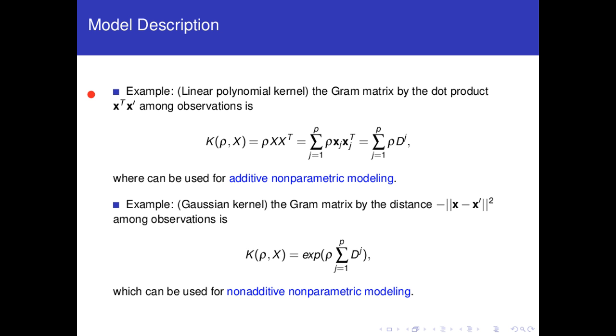So if we use this polynomial kernel, then the Gram matrix by dot product x transpose x prime among observations can be expressed as this. So this K can be expressed as this inner product, but there is another parameter rho. We can estimate this rho. This type of kernel can be used if we want to make the function an additive nonparametric model. If we use the Gaussian kernel, the Gram matrix by Euclidean distance among observations can be expressed using this exponential function. There is another parameter rho, and this type of kernel function can be used for non-additive nonparametric modeling.